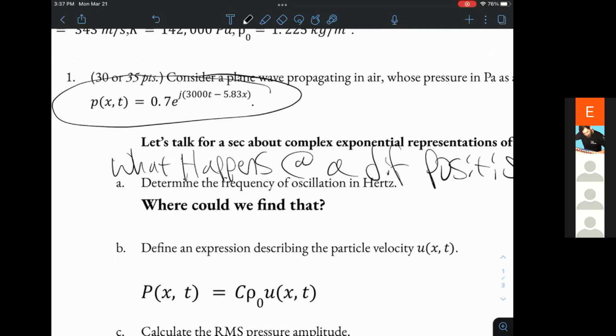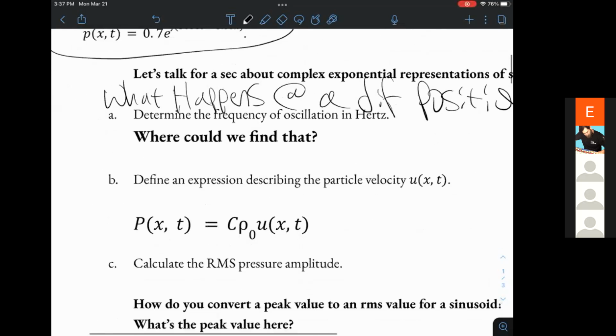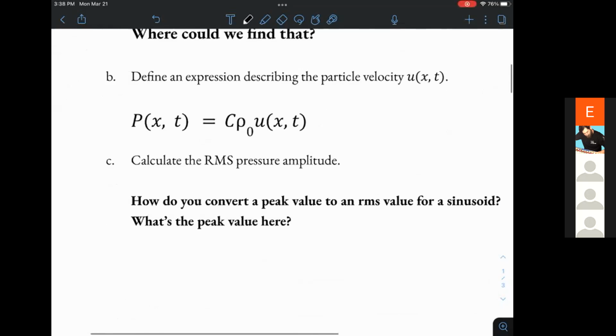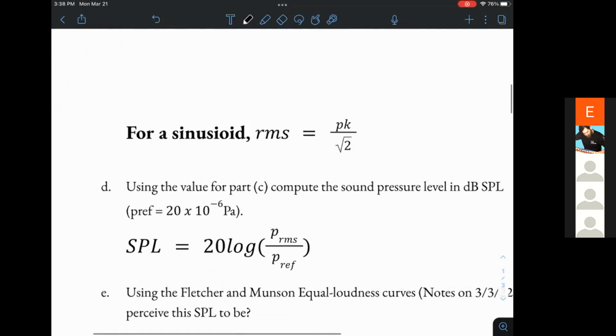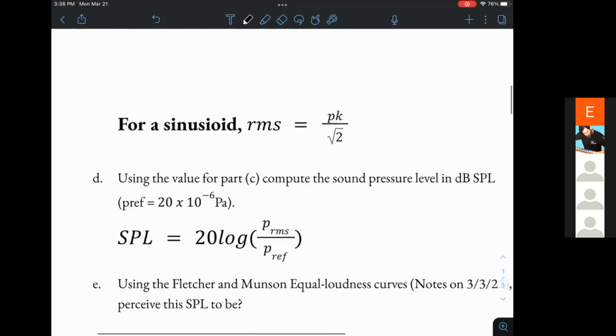0.7, right? Because this whole argument, this e to the j and all that junk, at its very largest value becomes 1. So the highest the peak value is ever going to get is 0.7. That's what we're interested in. Take that 0.7, divide it by root 2, and Bob's your uncle, you're done. Cool?